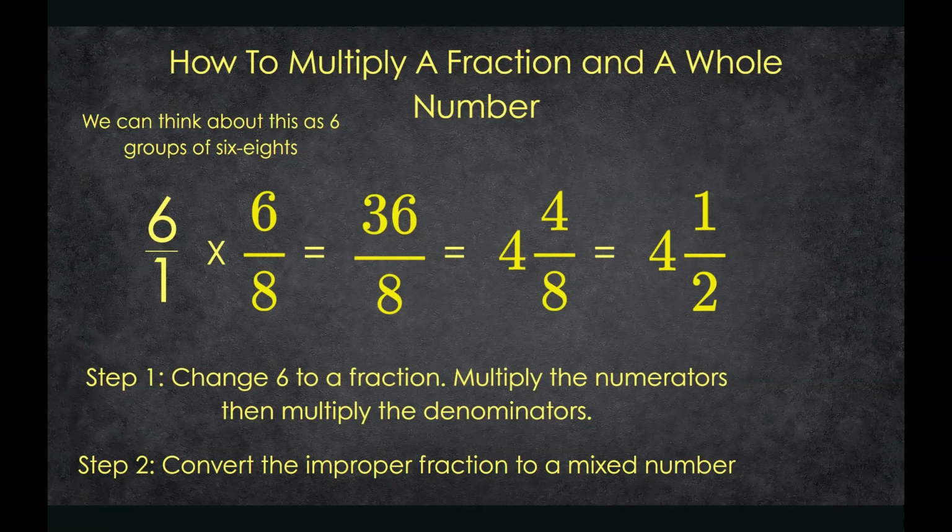All right, and so there is how we multiply fractions. It's pretty straightforward. We change our whole number to a fraction by adding a 1 underneath as the denominator. We multiply the numerators and we multiply the denominators, and that'll get us our new fraction. And then we just convert it to a mixed number.